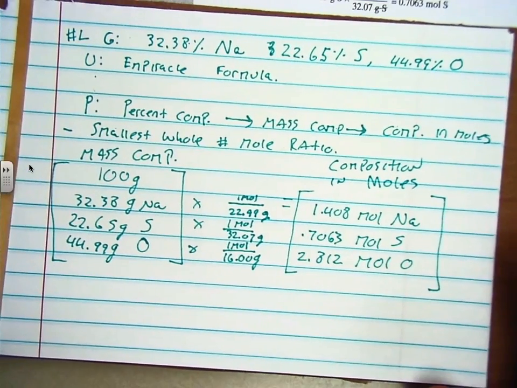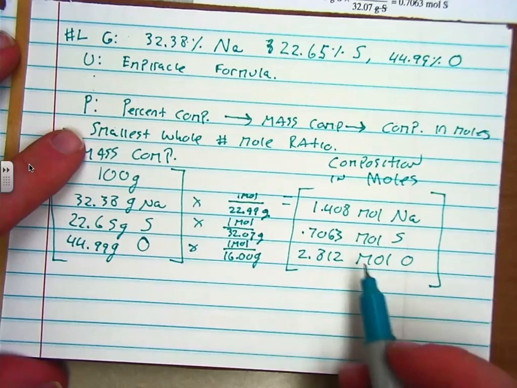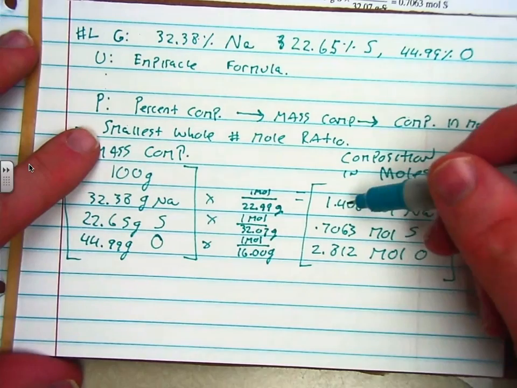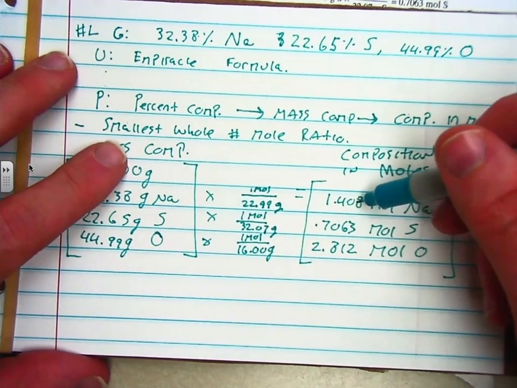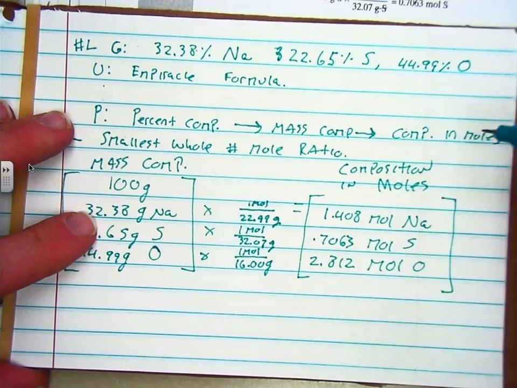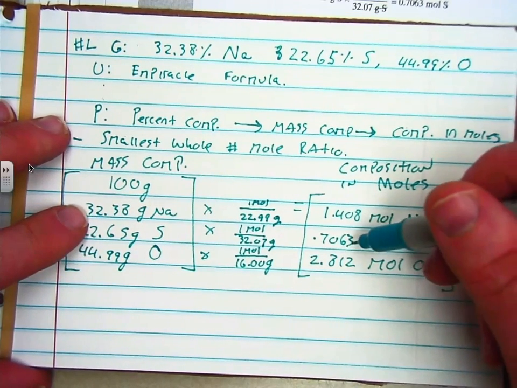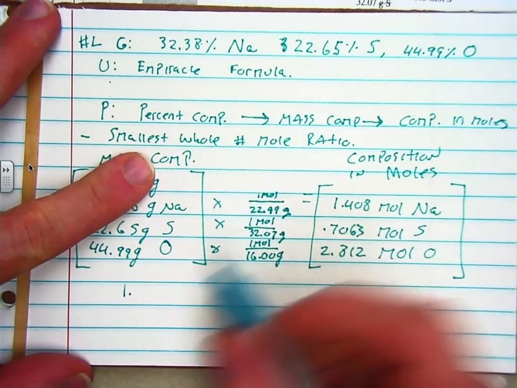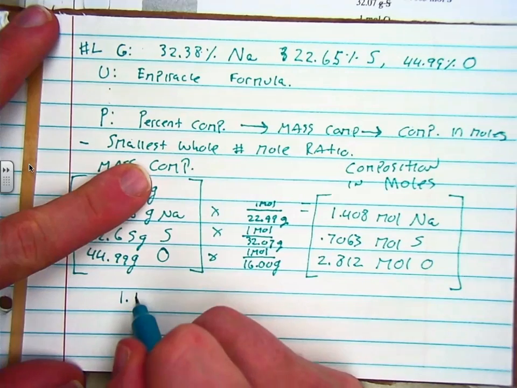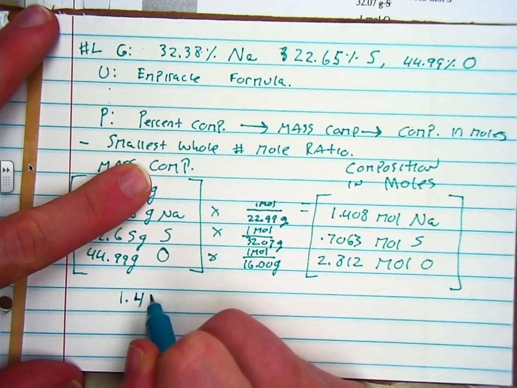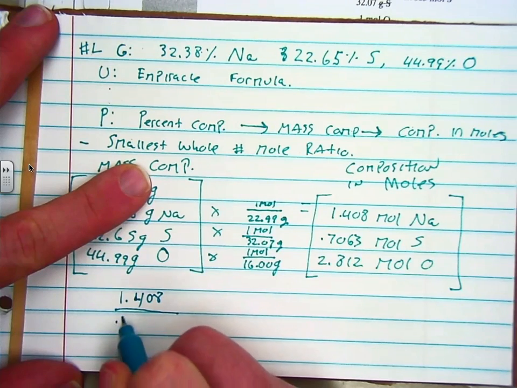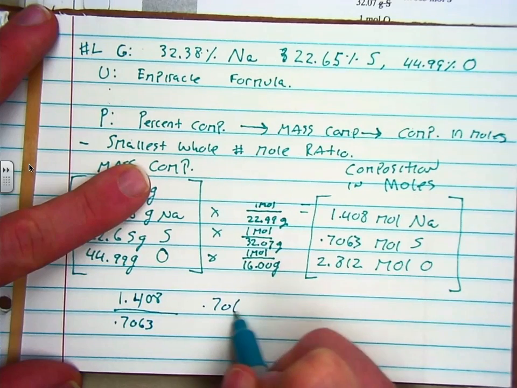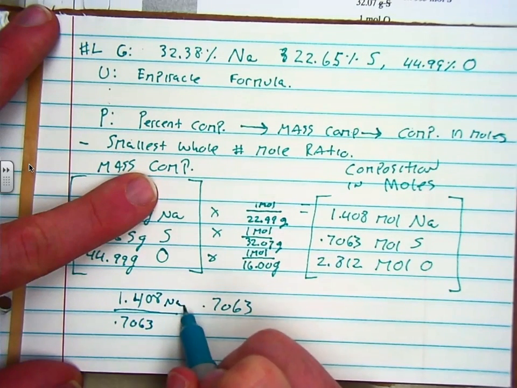Alright, so now we just need to go to the smallest whole number ratio. And remember how we do that? We divide by the smallest one of these numbers because this is a ratio. Basically you have 1.408. For every 1.408 you have 0.7063, and for every 0.7063 you've got 2.812. So go ahead and just write these down on the bottom and divide by the smallest number, which is 0.7063. Be sure to put the atoms in there.